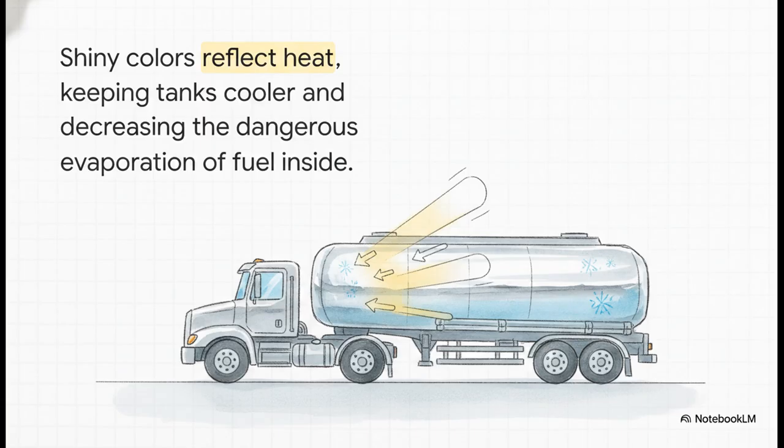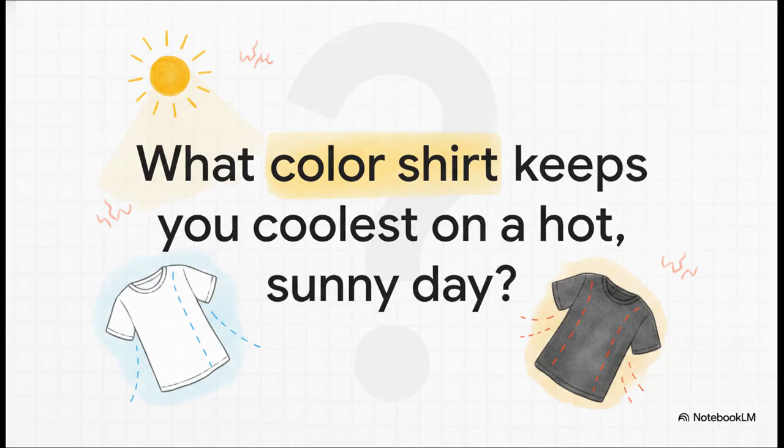Because those shiny surfaces act as poor heat absorbers, they reflect the radiant heat from the sun. This keeps the inside of the tank cooler and dramatically decreases the dangerous evaporation and pressure buildup of the fuel inside. Pretty smart, right? So we've explored the core difference between heat and temperature, how heat flows, the physics of expansion, and the power of surface colors.